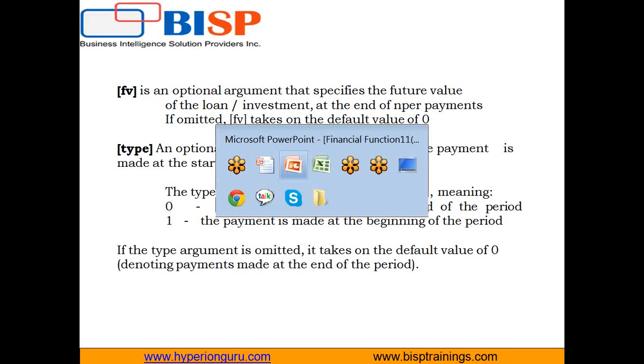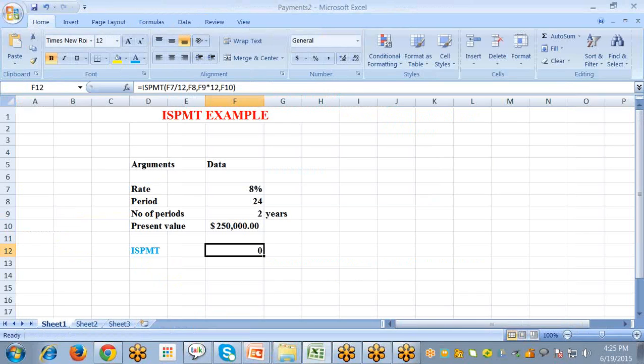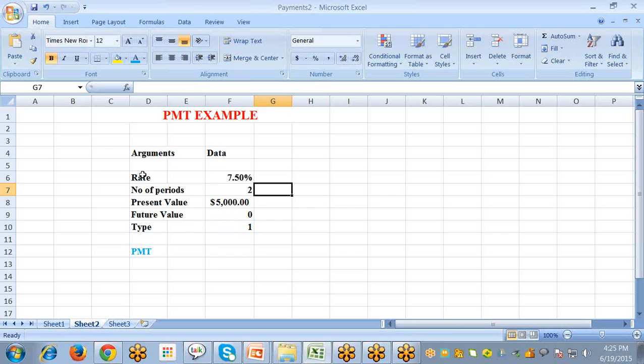So let's begin with the example. I have an example of the PMT function. This example returns the monthly payment of a $5,000 loan at an annual rate of 7.5%. The loan is paid off in 2 years. All payments are made at the beginning of the period, because here type is 1, which means beginning of period. And there is no future value, which is 0.